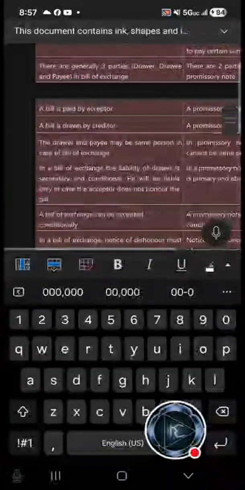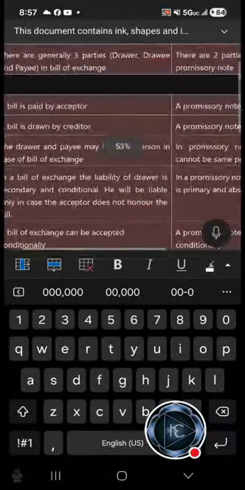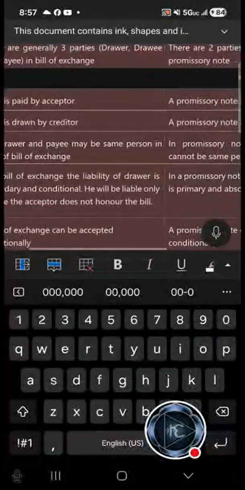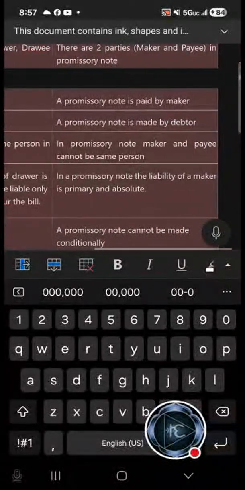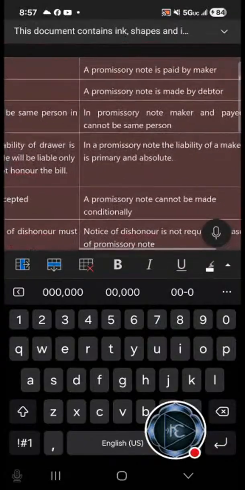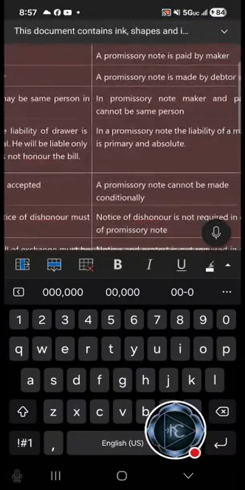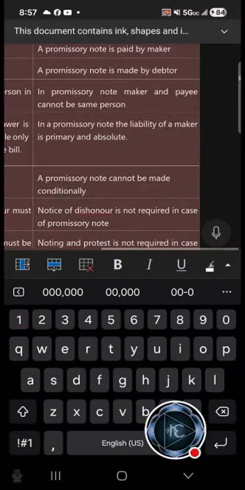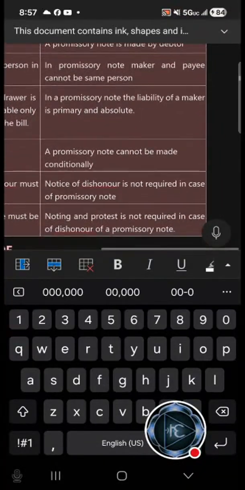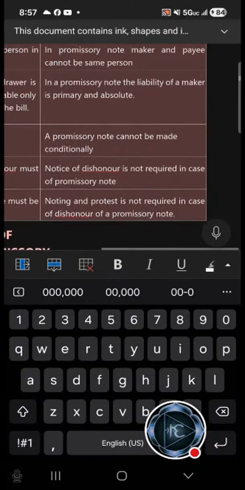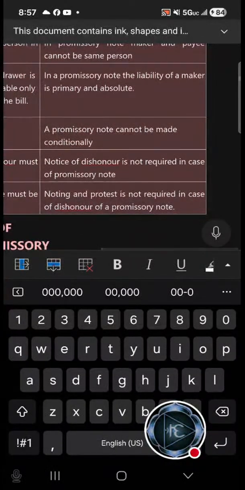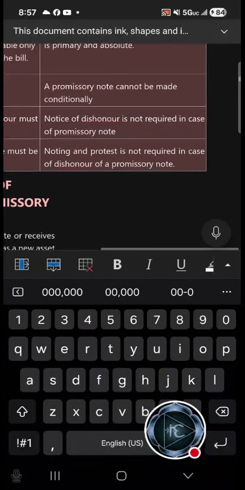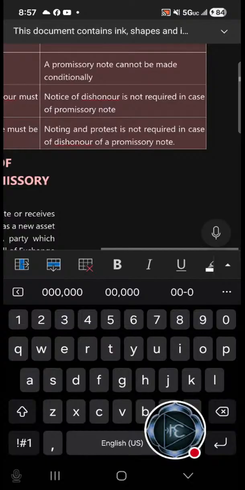A bill is paid by the acceptor. A promissory note is paid by the maker. A promissory note is made by a debtor. In a promissory note, maker and payee cannot be the same person. In a promissory note, the liability of a maker is primary and absolute. A promissory note cannot be made conditionally.